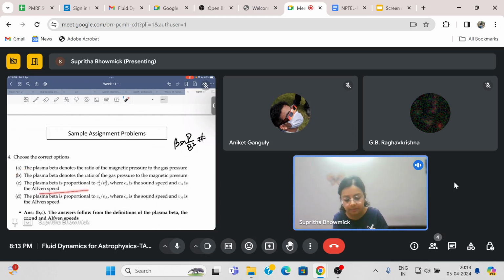The plasma beta is proportional to Cs squared by Va squared, or Cs by Va. So this is once again easy. Since Cs squared goes as P by rho, modulo factors of gamma, and Va squared goes as B squared by rho, you know from this that beta has to go as Cs squared by Va squared. The correct options are D and C.